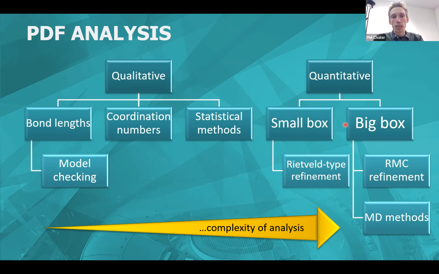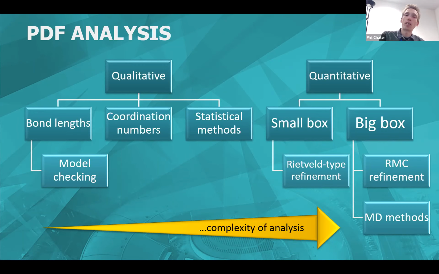And then on the other end of the complexity scale are these big box refinements. And these are where you're trying to model your disordered system by throwing a lot of atoms at it. These are typically done via an RMC refinement. And then you generate a large box of atoms that are completely consistent with your data sets.